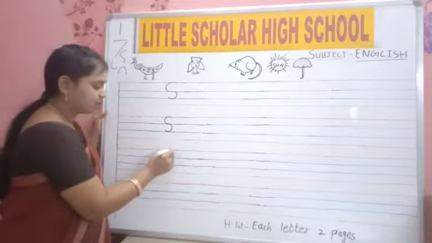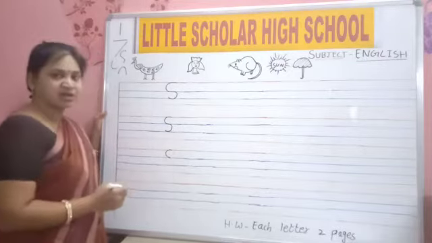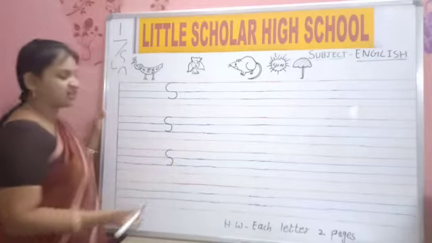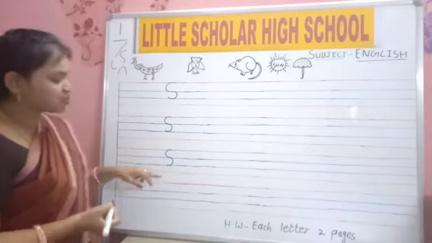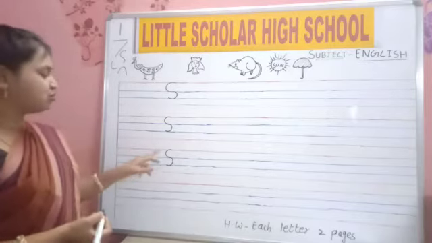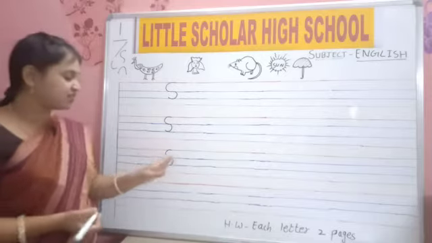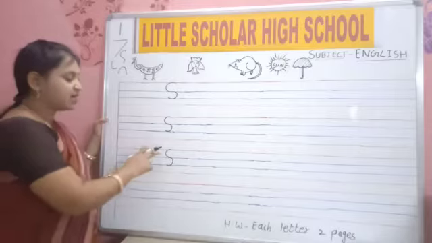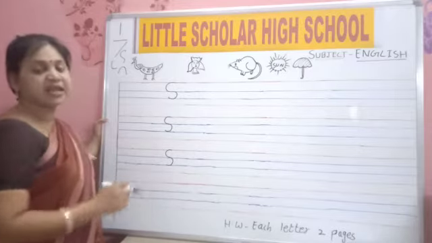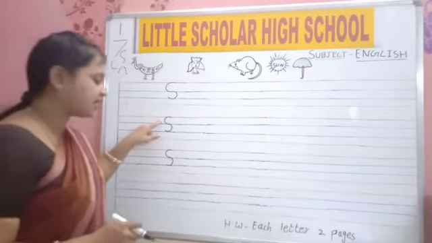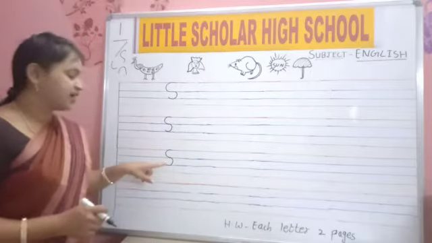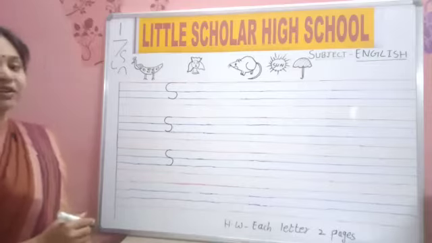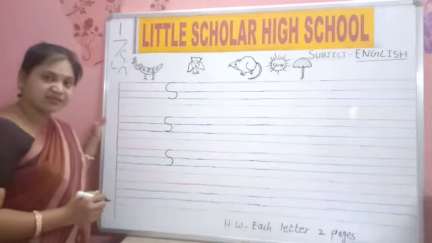Once again, shall we write S? One curve, small c. And one more small c this side. Join that c and one more small c this side. Two curves are there, one that side facing, one this side facing. Two curves. We should start from the red line and end on the second blue line. Understood how to write? Once again, shall we write? S for sun.